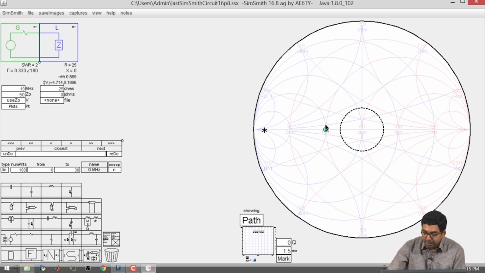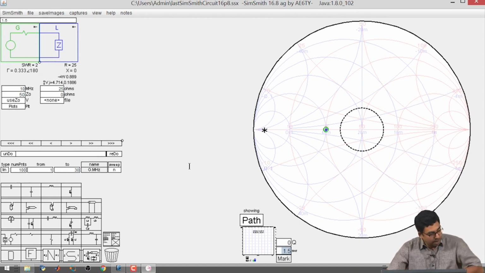So, your load impedance representation is over here, and one can also look at the standing wave ratio, which is 2. You can say that it is (25 minus 50) divided by (25 plus 50), and you can find out that the standing wave ratio is going to be 2. So, (25 minus 50) by (25 plus 50) will give you gamma. Then you have to do (1 plus gamma) by (1 minus gamma) to get the standing wave ratio, and that is going to be equal to 2.